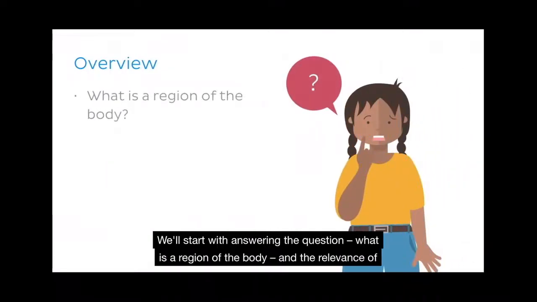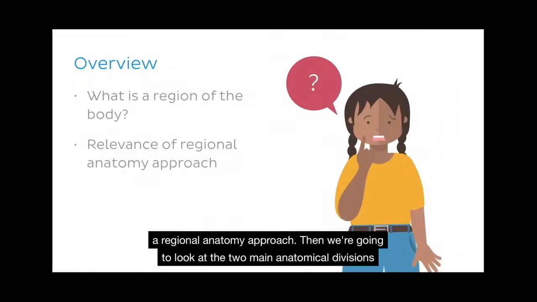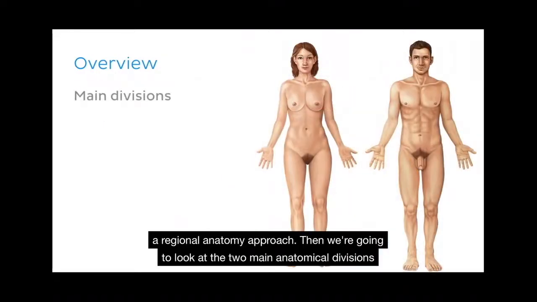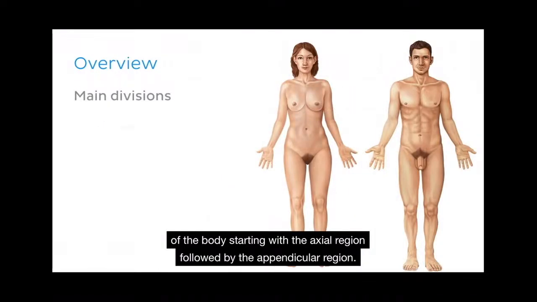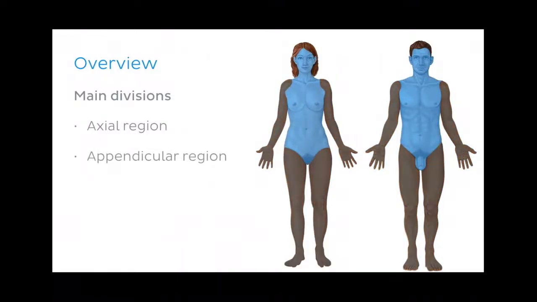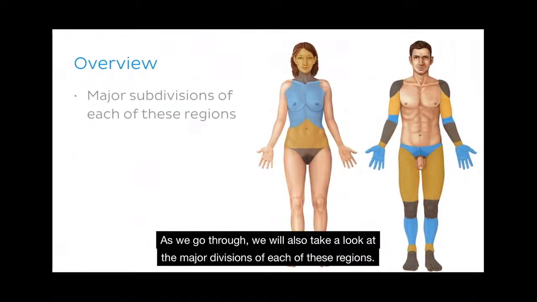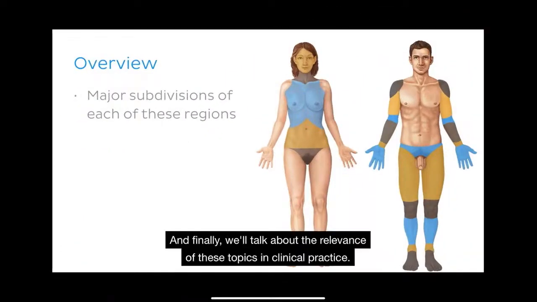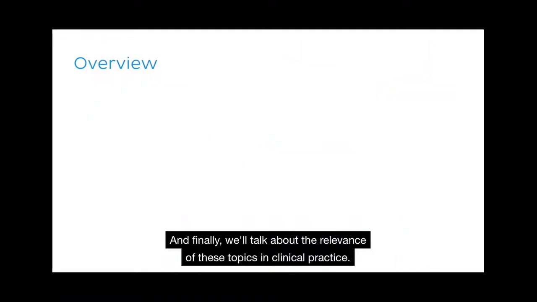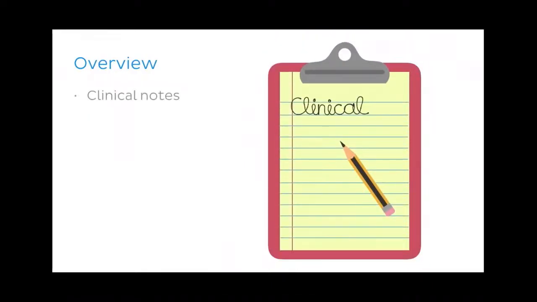Before we start, let's take a quick look at what we'll cover in this video. We'll start with answering the question, what is a region of the body? And the relevance of a regional anatomy approach. Then we're going to look at the two main anatomical divisions of the body, starting with the axial region, followed by the appendicular region. As we go through, we will also take a look at the major divisions of each of these regions. And finally, we'll talk about the relevance of these topics in clinical practice.